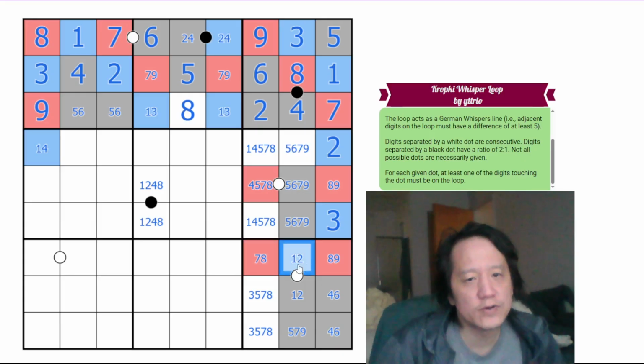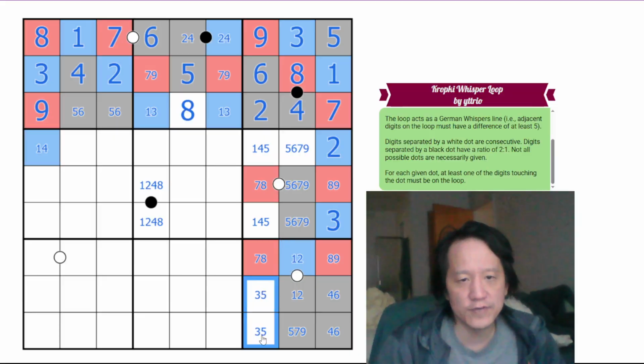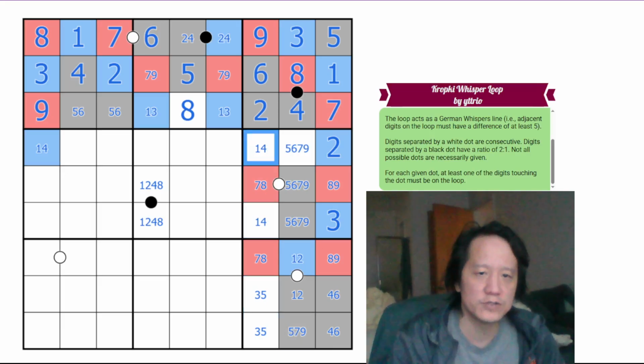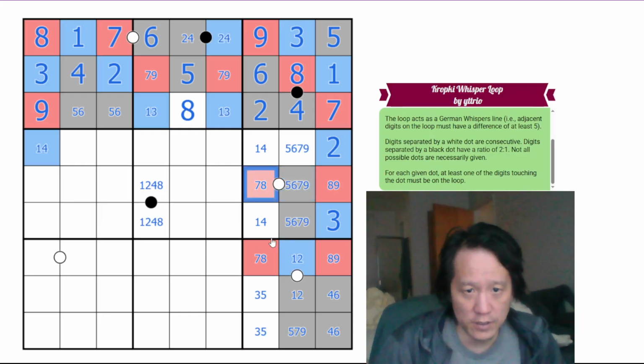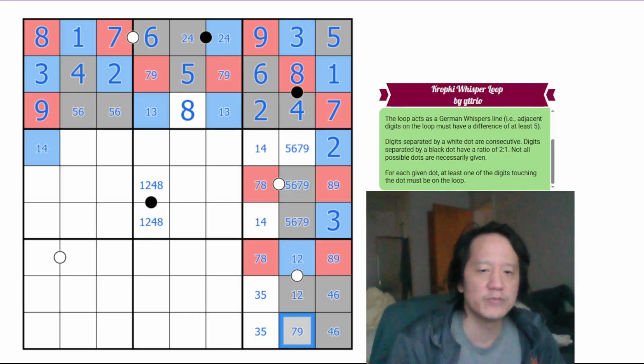So this is 7 or 8 here. This is on the loop, so it must be 7 or 8. That 7-8 pair eliminates 7 and 8 in the rest of the column. Therefore, this becomes a 3-5 pair here, which eliminates 3 and 5 in the rest of the column. So this becomes a 1-4 pair here. This 3-5 pair also eliminates 3 and 5 in the rest of the box, so this can't be 5.